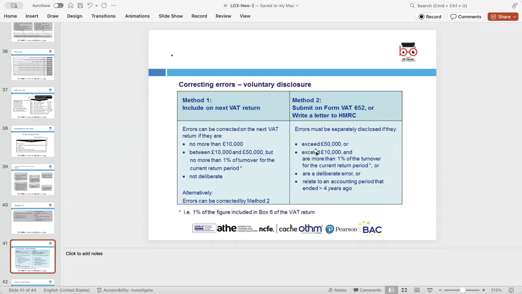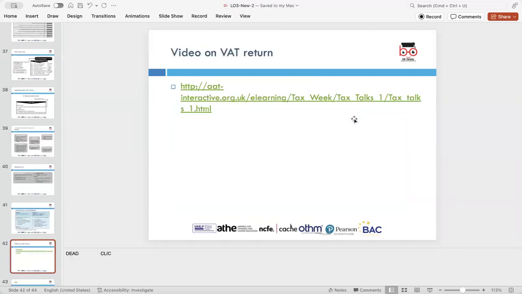Then method two. Alternatively, errors can be corrected by submitting form VAT 652, as we discussed previously, or by writing a letter to the tax office or HMRC. This method is suitable for errors that do not meet the criteria for correction on the next VAT return.